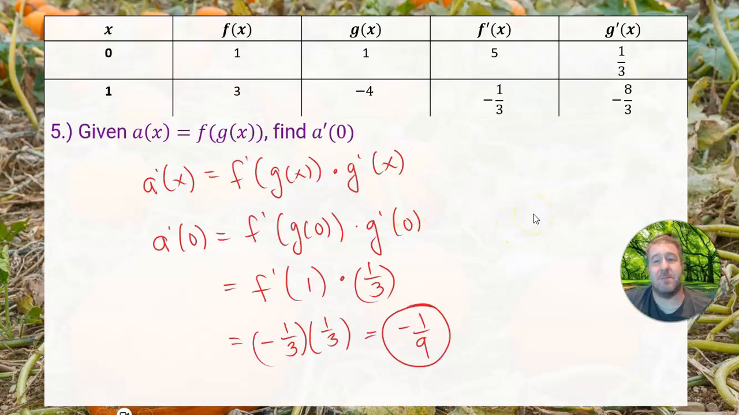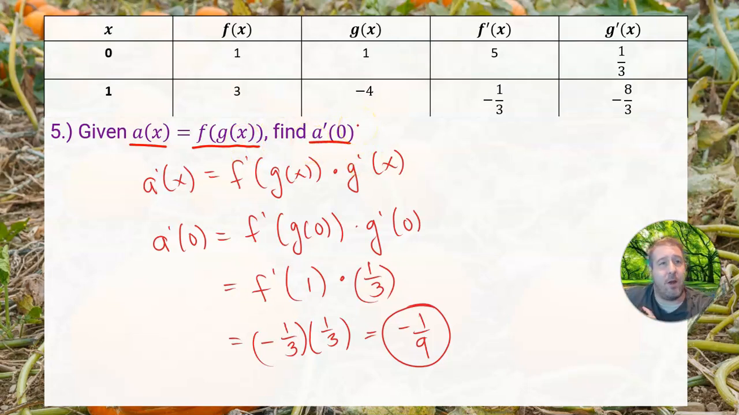All right, so let's look at some table questions. Now we've done a bunch of those, other ones with quotient and product rules, so we also got to know how to do it from a table. Given the a of x, this is what they like to do on the test too. They'll name the composite functions a of x. And a of x is equal to f of g of x. So they're telling us what a of x is, and then they're asking us to find a prime of 0.